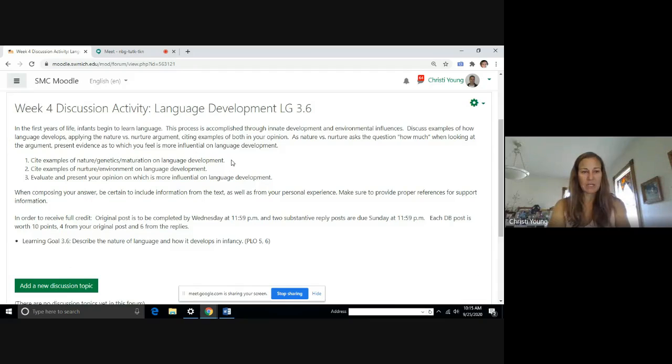One of the things that we know is that the environment is extremely rich when it comes to helping children learn language. So what I want you to do for this is to investigate both sides, look at the nature, genetics, and maturation that is involved in language development, as well as what happens in the environment or nurture. Present your opinion, which one you think is more influential. Okay, so that is your discussion board for this week.